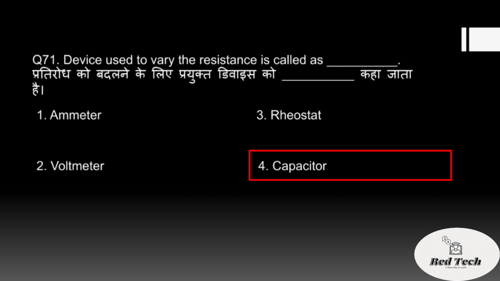Question number 71. Device used to vary resistance is called. So what device is used to vary the resistance? Options are ammeter, option second is voltmeter, option third is rheostat, option 4 is capacitor. So ammeter is for current and voltmeter for voltage, and the right answer is option number third, which is rheostat. Rheostat is the device used to vary the resistance.